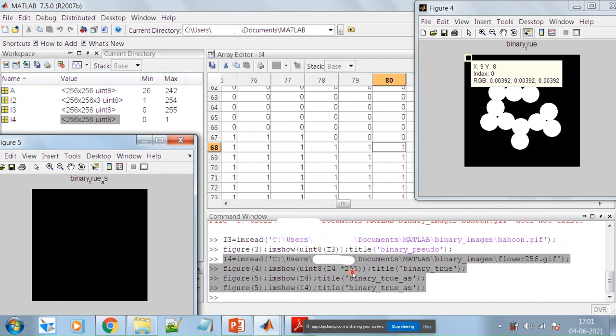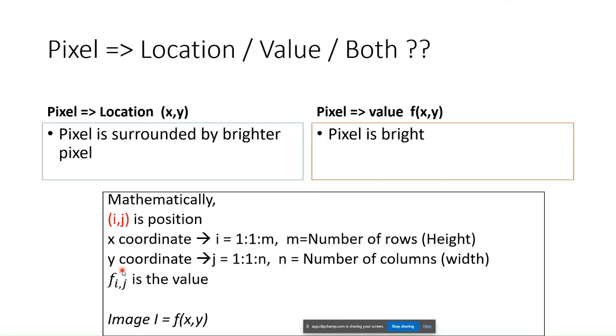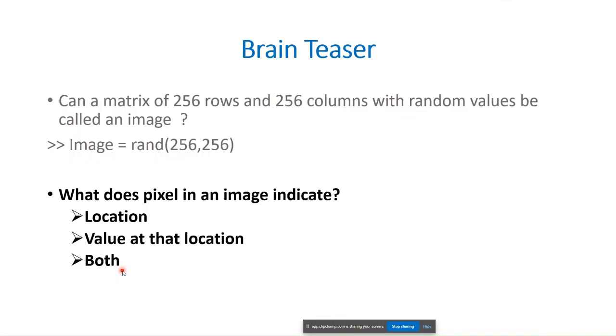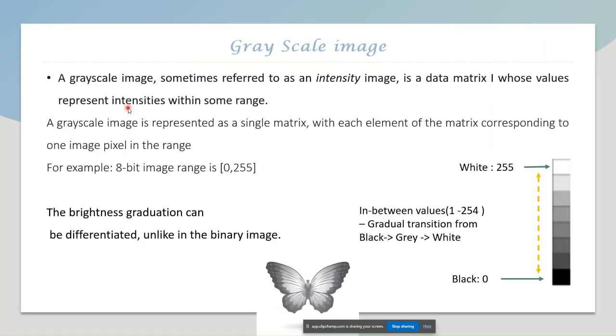Why do we have to multiply by 255? If you just display as it is, you get a completely black image. We will see that when we answer the brain teaser that I have asked. I will make a separate video and we will understand why it works that way in MATLAB.